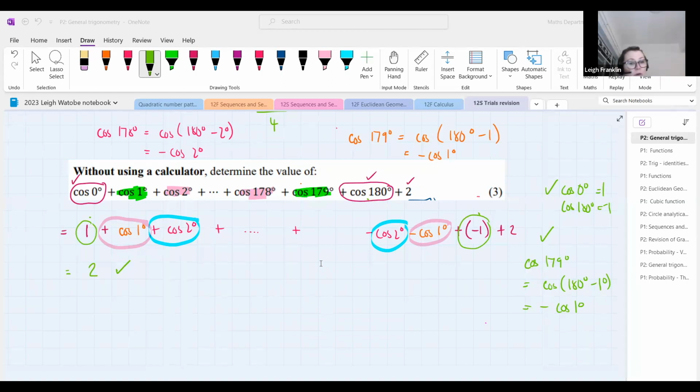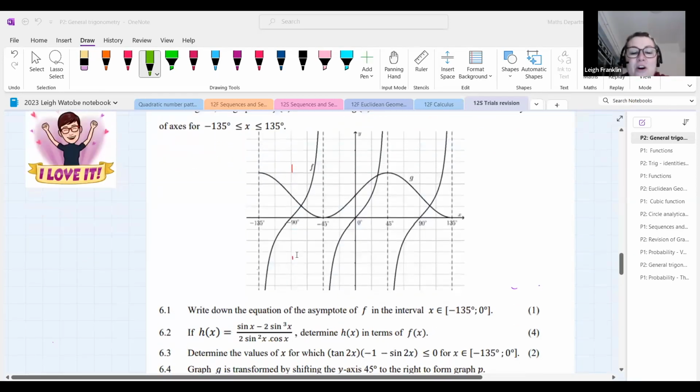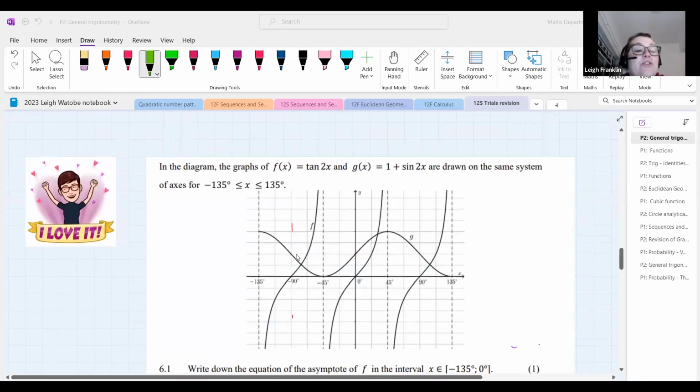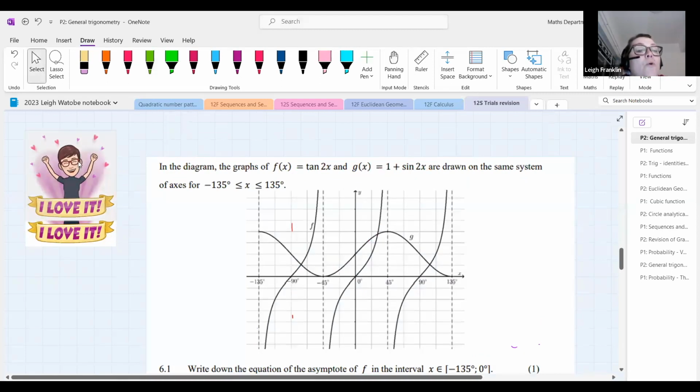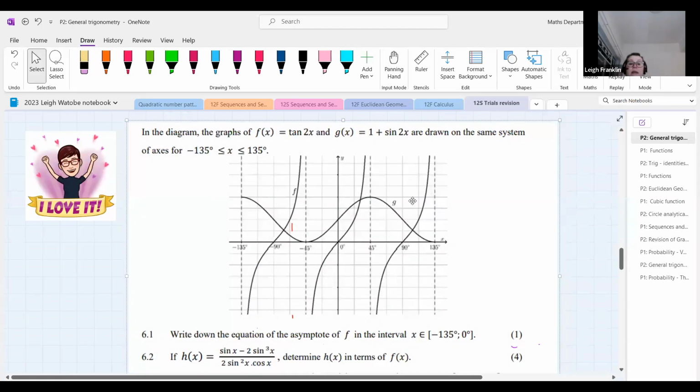Okay, well, that was cool. We got to do a little bit of problem solving this lesson, so I'm really pleased that we've been able to have a look at some slightly more difficult questions. We've got 15 minutes left. Let's have a look at a graph question. There are some nice challenging questions in here as well. In the diagram, the graphs of f of x equals tan 2x and g of x equals 1 plus sine 2x are drawn on the same system of axes for x greater than or equal to minus 135 up to 135.